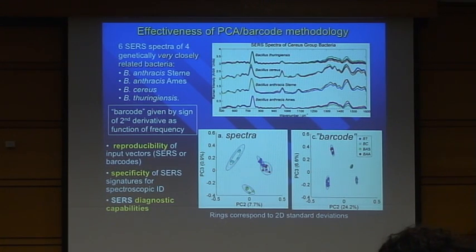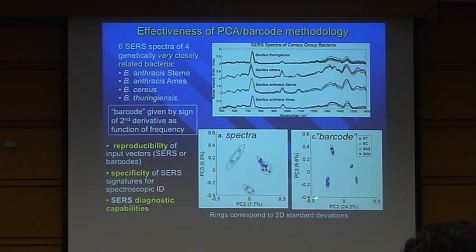And what I do is a principal component analysis, which is simple. I mean, that's well known. Just press a button for that in any kind of package. But the trick is that our input vectors are what I call barcodes. That's to say, I take the sign of the second derivative, just curvature up, curvature down, as a function of frequency. Convert it literally into a barcode, zeros and ones. And then I use that as my input vectors. And well, I had no expectation this would work great, but it really does.